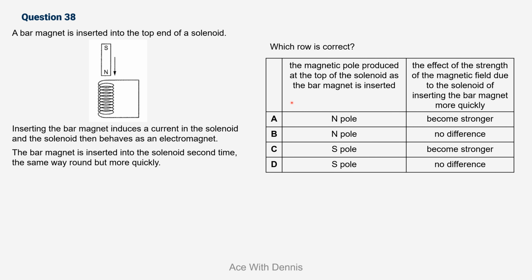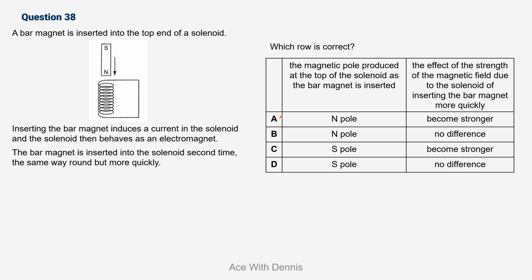Basically, it is asking what is the magnetic pole produced at the top of the solenoid as the bar magnet is inserted? Is it north pole or south pole? And how is the strength of the magnetic field due to the solenoid affected by inserting the bar magnet more quickly? Is it becoming stronger or no difference?